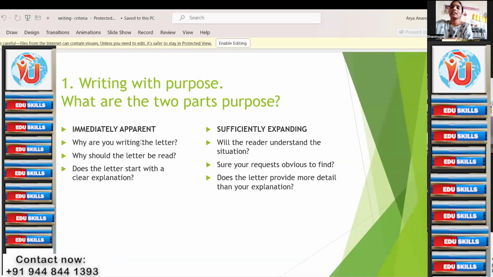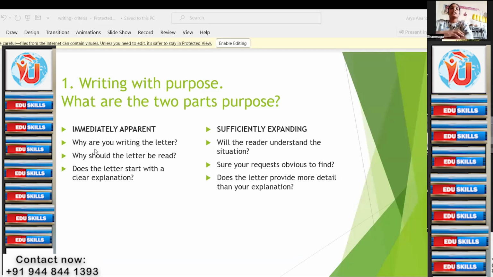The first criterion is writing with a purpose. For the purpose, we have two parts. Whenever it comes to the writing, we are going to look into the notes. Then after the notes, we have to move into the writing task. From the writing task, you can identify the purpose of the letter, what you are going to write in your letter to the reader. So in purpose, we can divide into two parts. One is immediately apparent and the second one is sufficiently expanding.